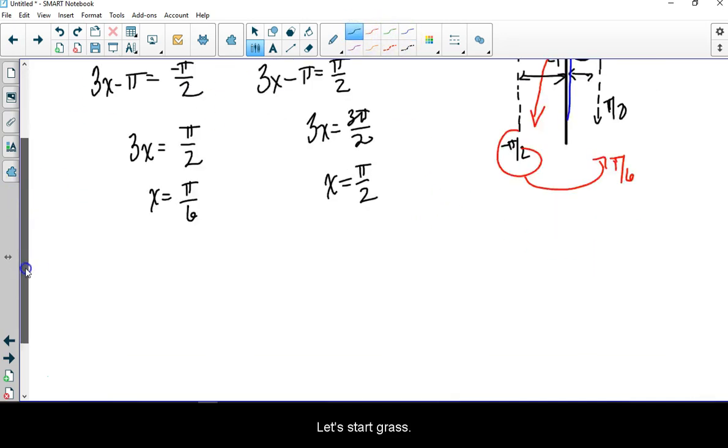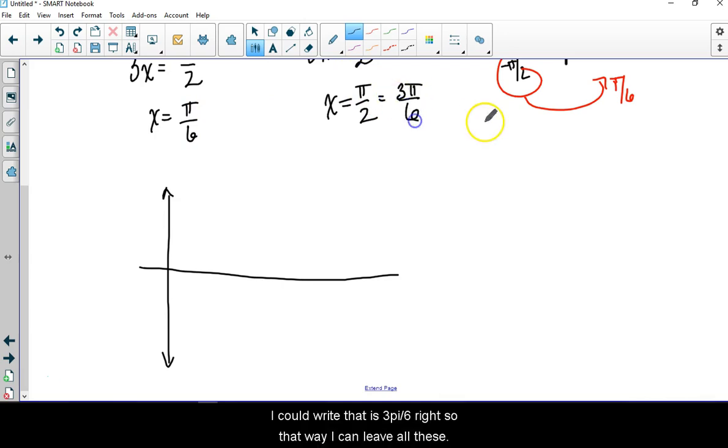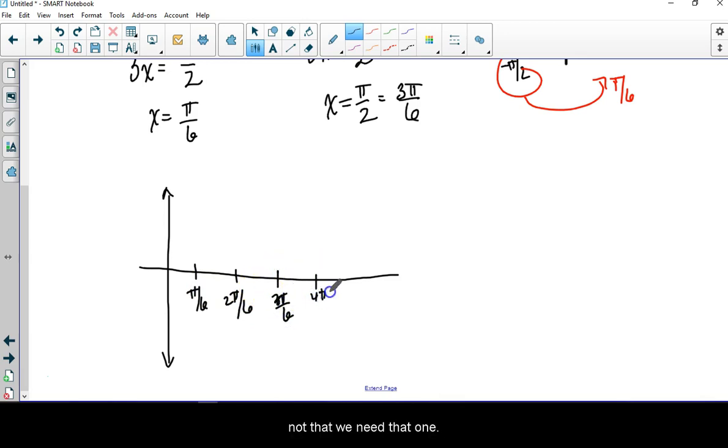Let's start graphing. There's my y-axis. And I have pi over 6 and pi over 2. I can write that as 3 pi over 6, right? So that way I can label these with steps of 6. So I have pi over 6, 2 pi over 6, 3 pi over 6, 4 pi over 6. Not that we need that one. And I have an asymptote here, and an asymptote here, right? That's at pi halves.